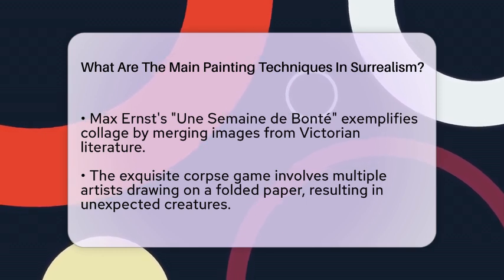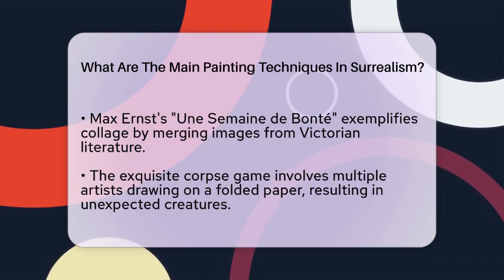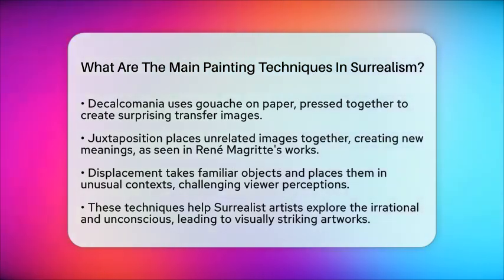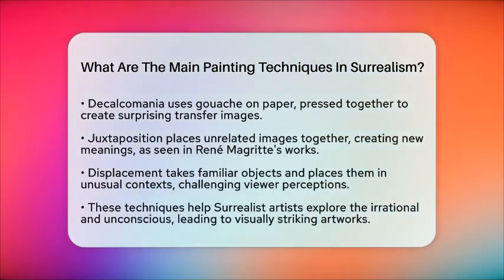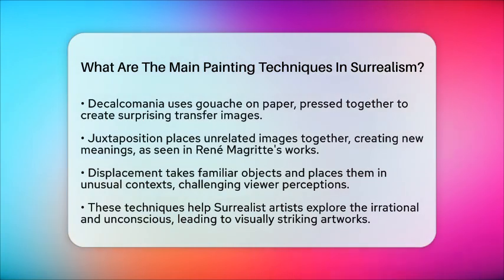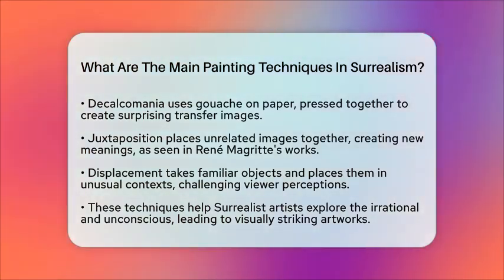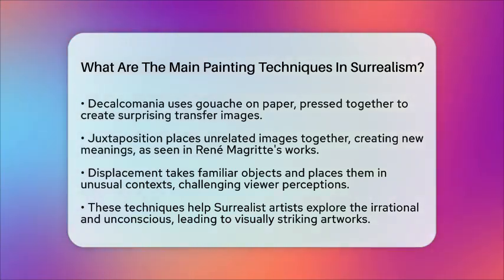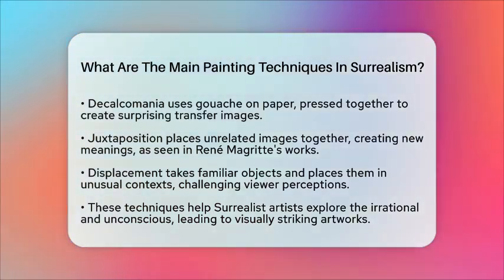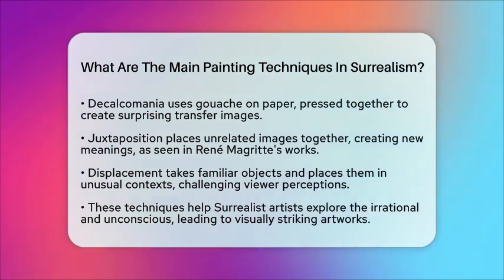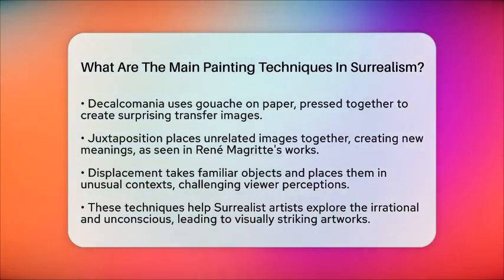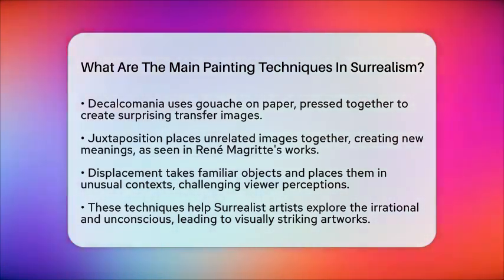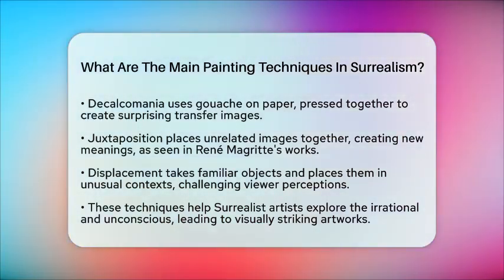Juxtaposition and displacement are also essential in surrealist art. Juxtaposition involves placing two or more unrelated images or objects together to create a new meaning or association. For instance, René Magritte's paintings often featured everyday objects in strange and unexpected contexts, like a pipe with the caption, "This is not a pipe." Displacement involves taking familiar objects and placing them in unfamiliar contexts, which challenges the viewer's perception and invites new interpretations.